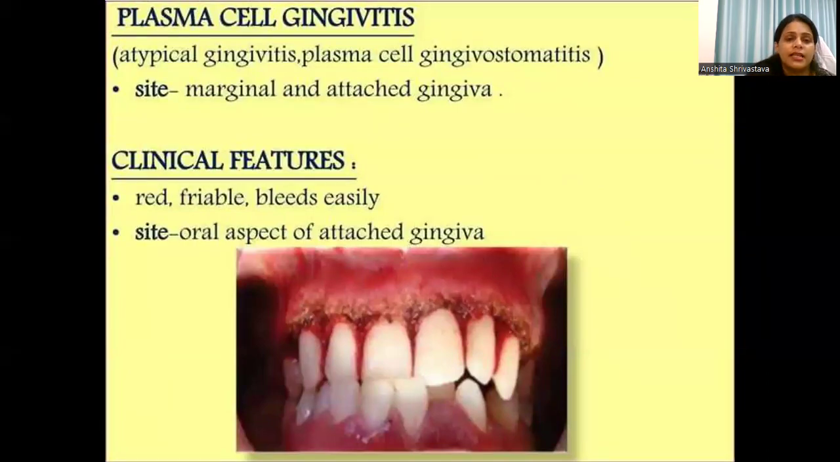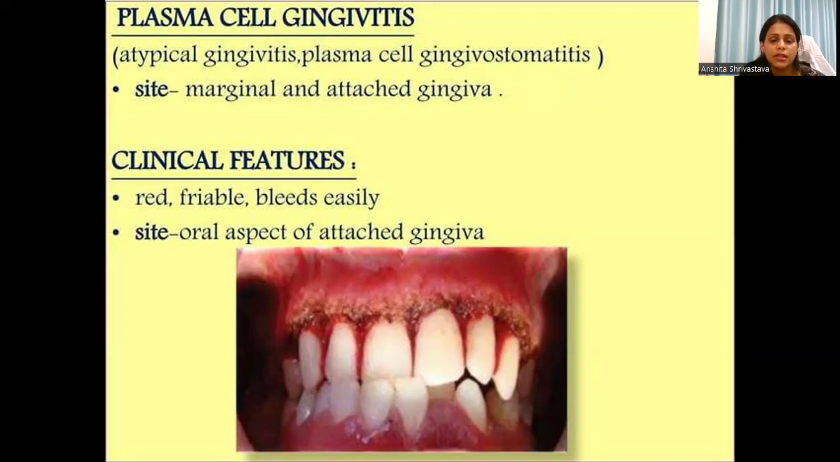Then comes plasma cell gingivitis. Plasma cell gingivitis is a typical gingivitis, or you can call it plasma cell gingivostomatitis. What are the sites involved? Mainly marginal and attached gingiva. These two are involved in plasma cell gingivitis.